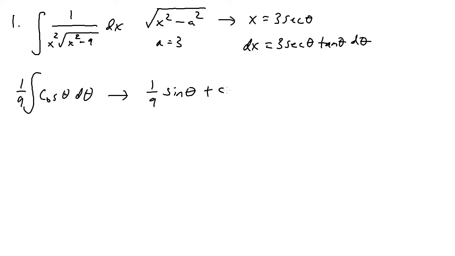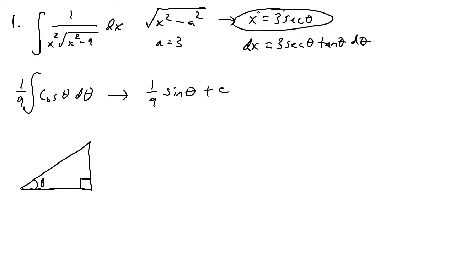So now we have it in terms of theta, but we need to change it back in terms of x, because the original integral was in terms of x. So what we need to do here is make a right triangle and call one of the angles theta, and we have a right triangle here, 90 degrees. So earlier we said that x is equal to 3 secant of theta. So if we isolate, secant of theta is equal to x over 3.